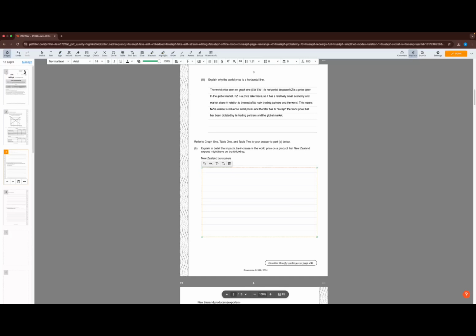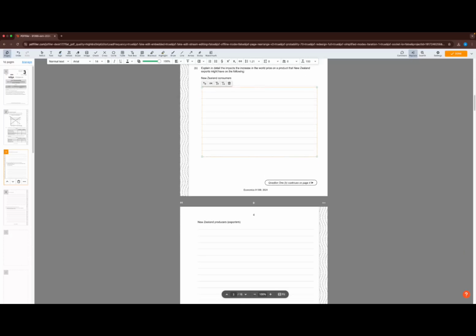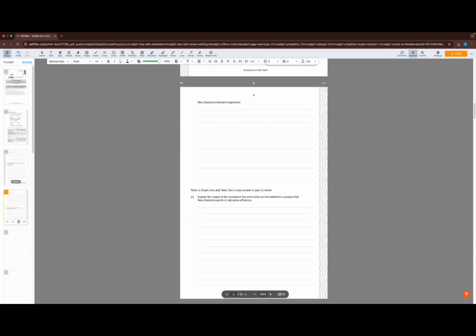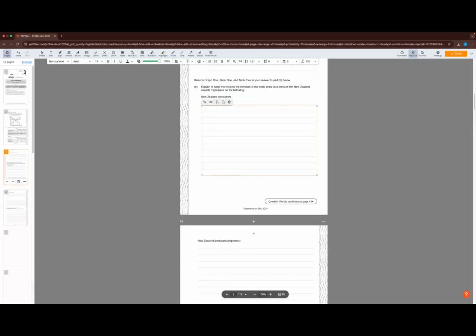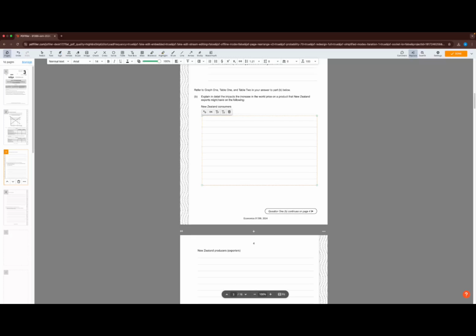So they want us to explain in detail the impacts of the increase in world price on a product that New Zealand exports might have on the following. So they want us to talk about New Zealand consumers, the producers who export it, and then they want us to talk about allocative efficiency. Reasonably straightforward, guys. So remembering for New Zealand consumers, they're going to be worse off because of the increase in their world price. Their consumer surplus is going to decrease, like we showed on the graph above, which means that consumers are going to be paying a higher price.